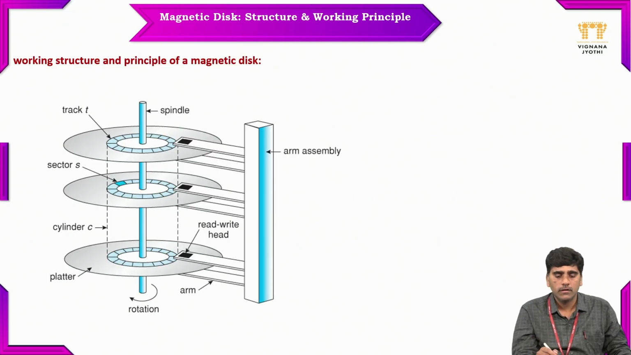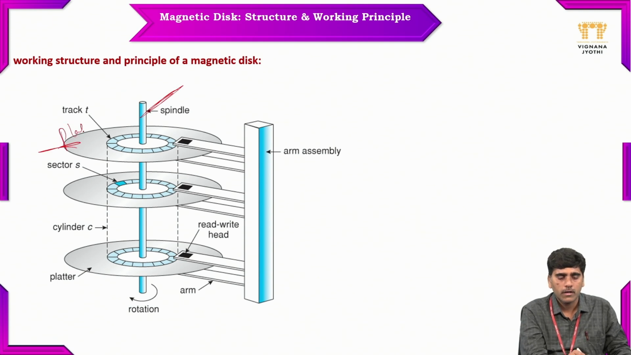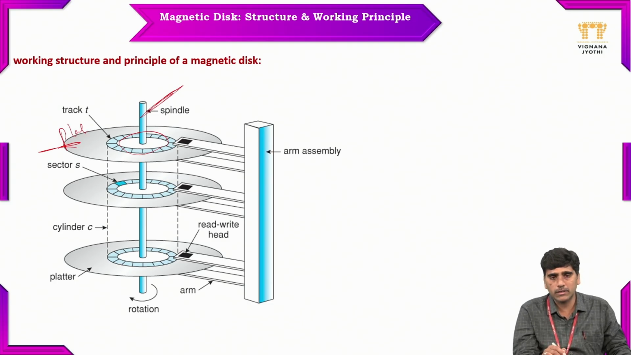If you see the structure, this is the arm assembly, and this is the spindle. The spindle is always rotating, and this is the platter, a flat surface. On this platter you can see the sectors, and this is the track. Each small storage unit on the particular track is a sector. Whenever they are vertically aligned, they form a cylindrical shape.